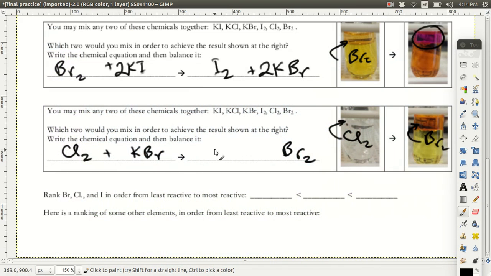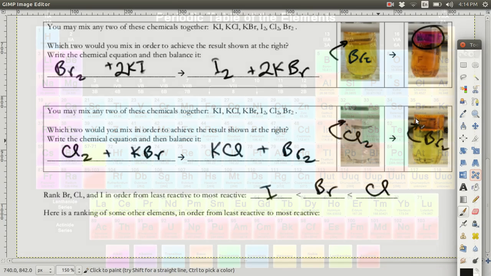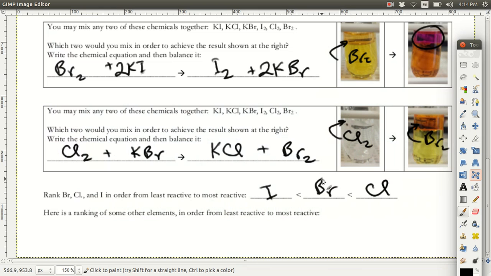Okay. Good. Least reactive to most reactive. It is just a matter of looking at the periodic table, you know? Cl is most, Br is less, I is the least of those 3.